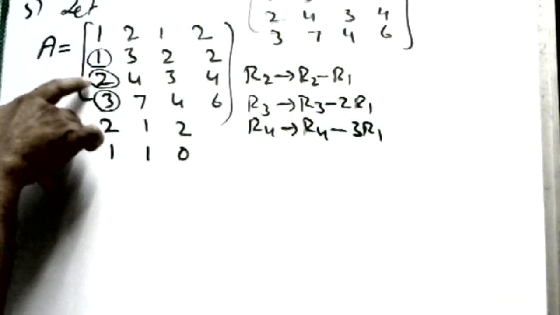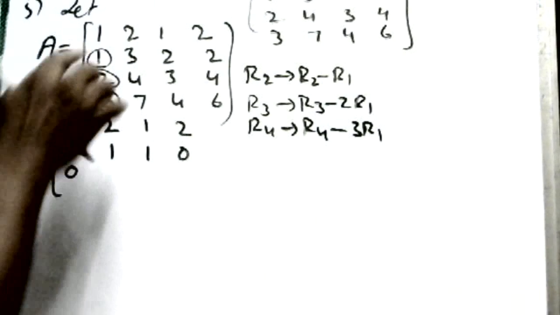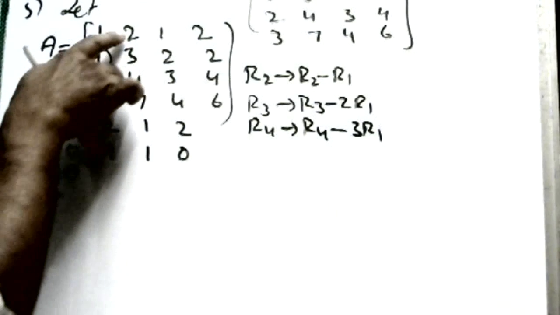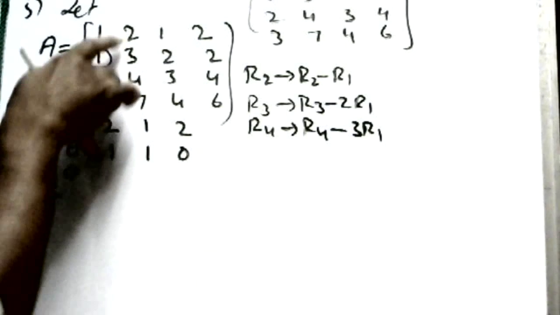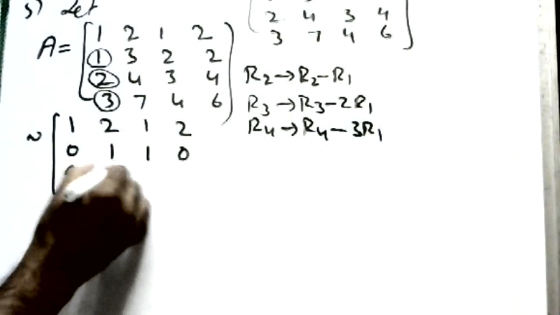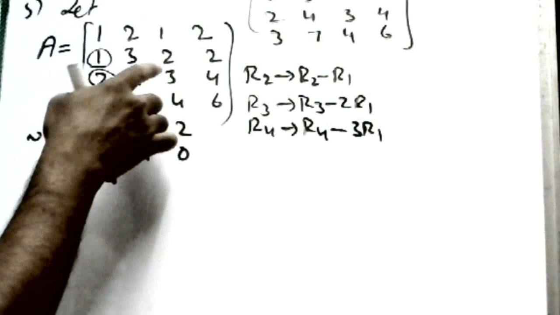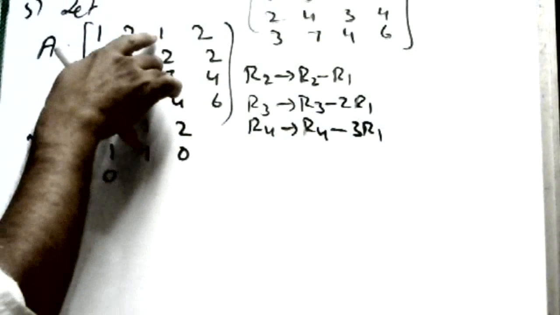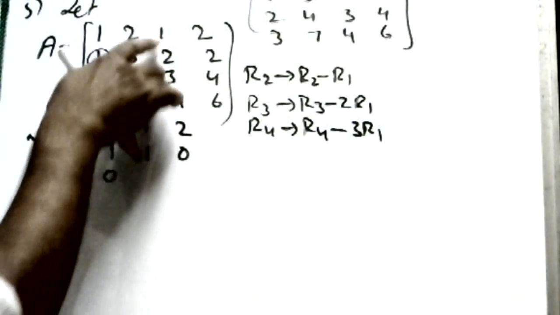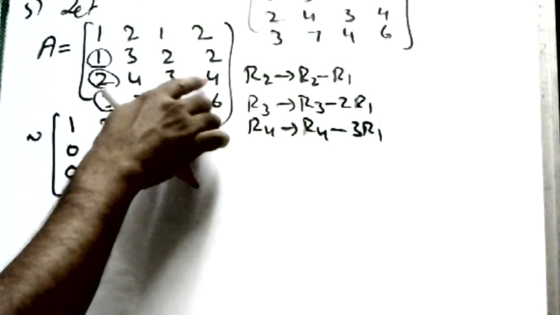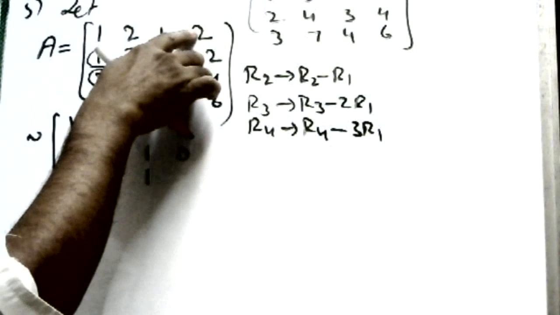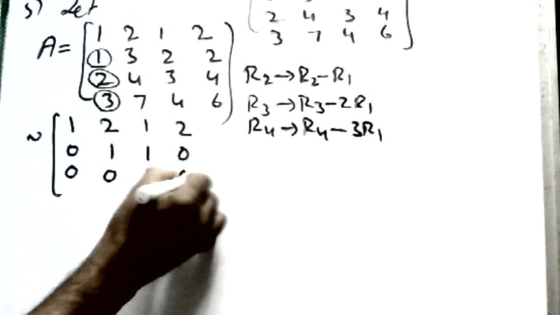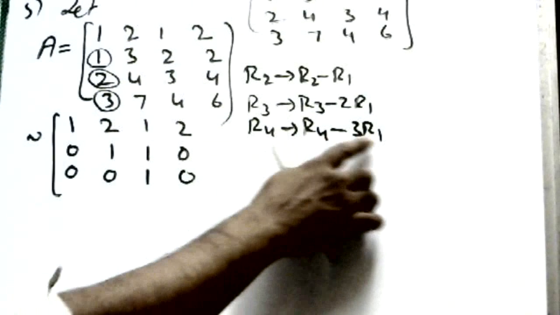In the same way, R3 minus 2 R1. 2 ones are 2, 2 minus 2, 0. 2 twos are 4, 4 minus 4, 0. This also becomes 0. In the same way, R3 minus 2 R1. 2 ones are 2, 3 minus 2, 1. 4 minus 2 twos are 4, 4 minus 4 will become 0.